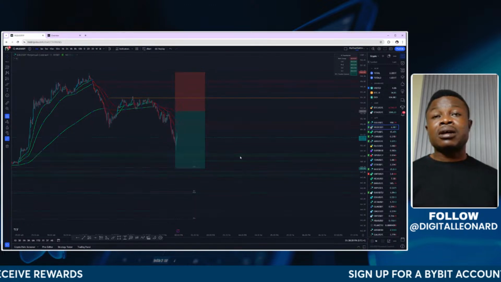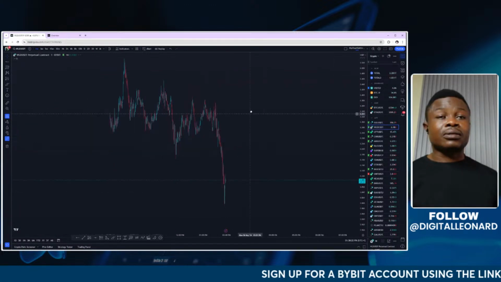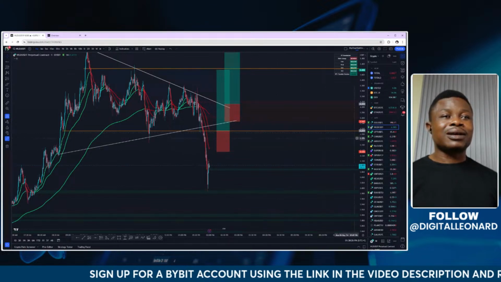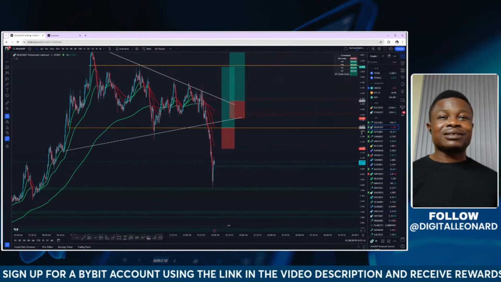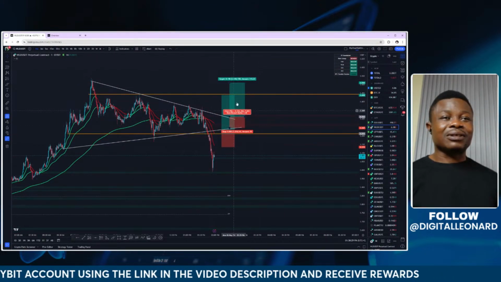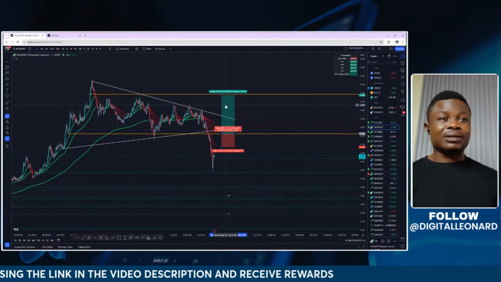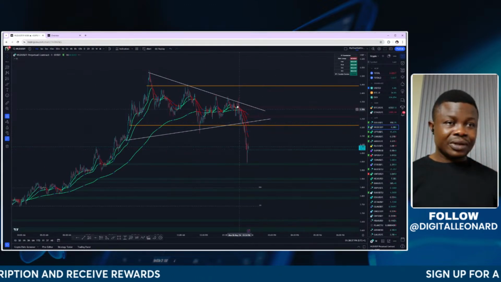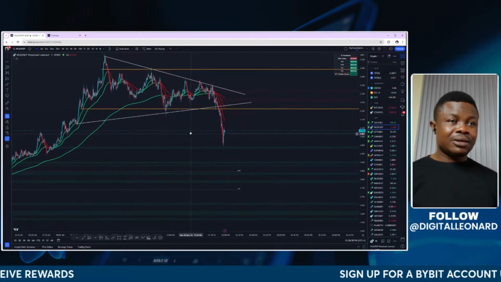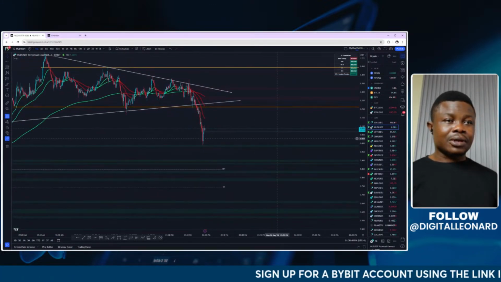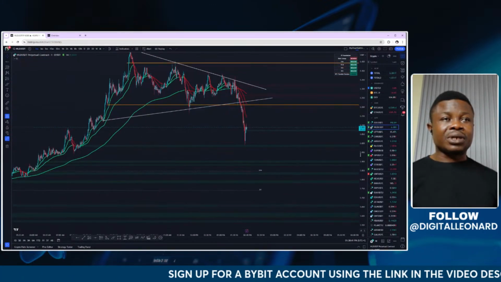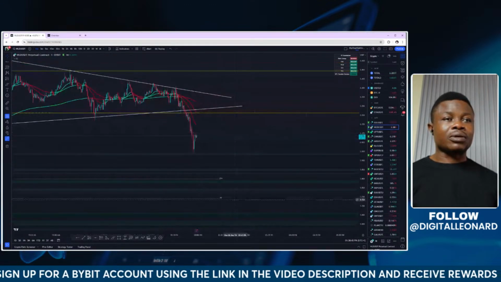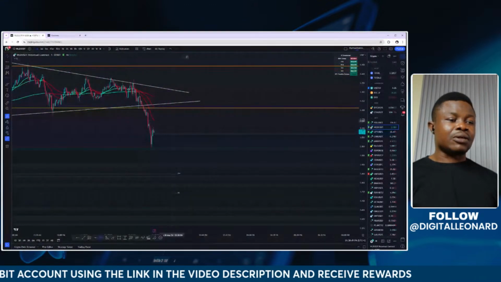I'll come back to Solana. Let me look at other tokens. Whoa! Look at WLD, guys. This thing just wiped out everything. I think going short will be better. Every other thing, my moving averages are all sloping downward.